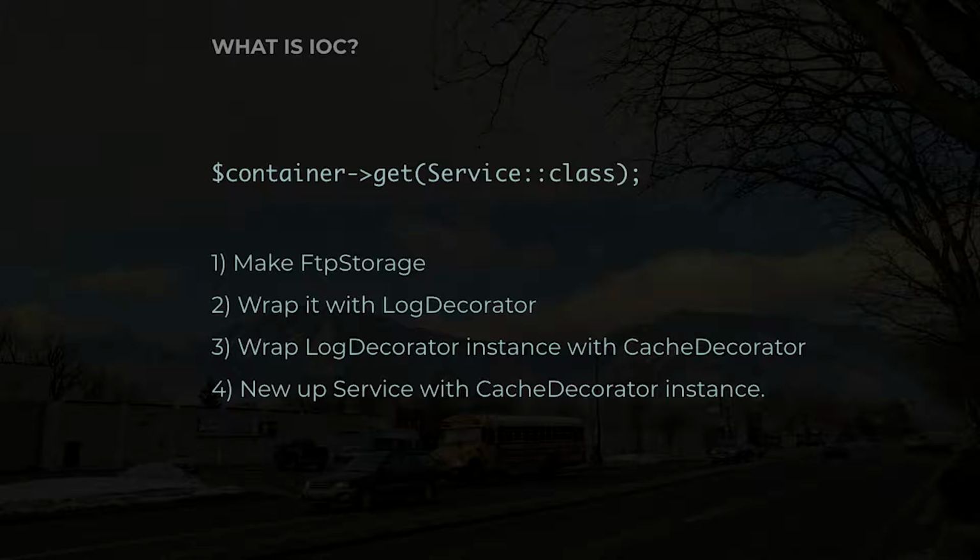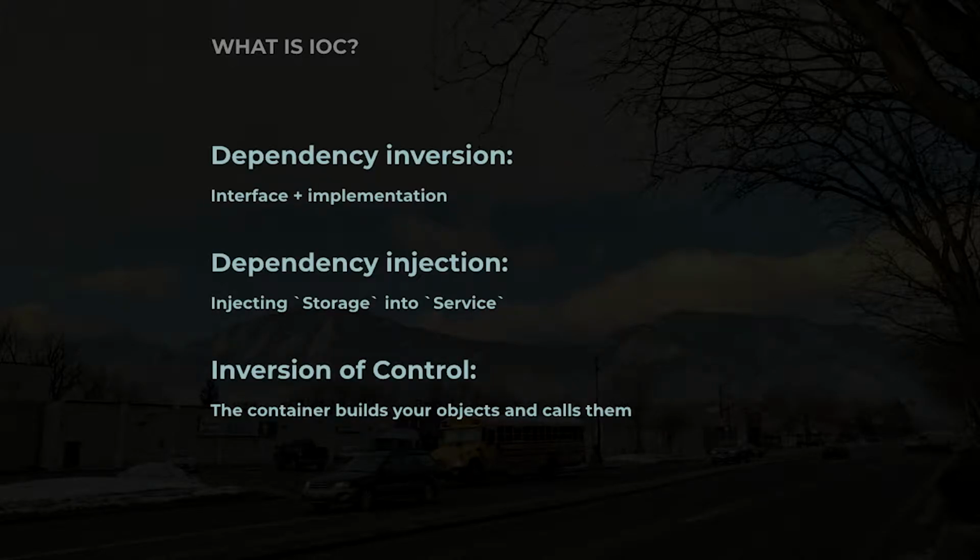And this is where the container comes in. The container will know everything about the service class and its dependencies and how to create those dependencies. So the container will know, well, I need this service class object, and the service class object depends on a storage interface object. And okay, this storage class needs to be an FTP storage class wrapped with the log decorator, wrapped with the cache decorator, and then injected into that. And then we need to return the service.